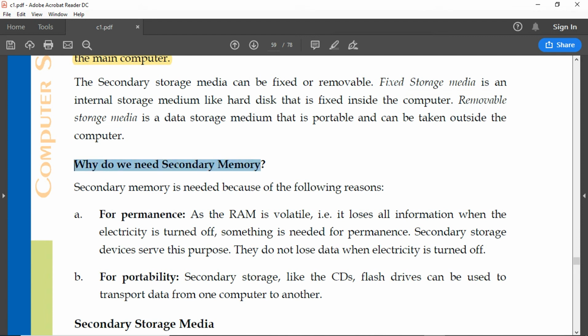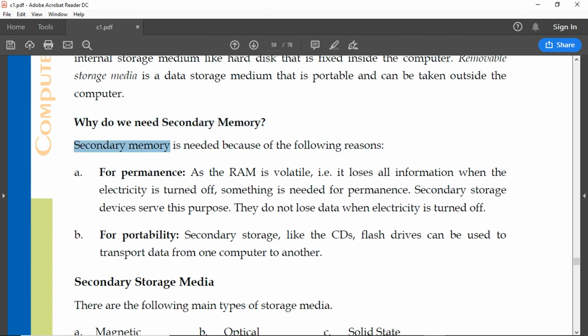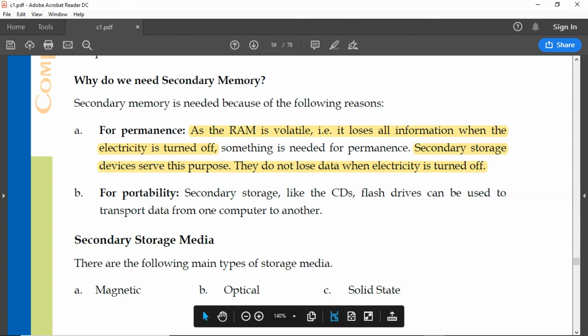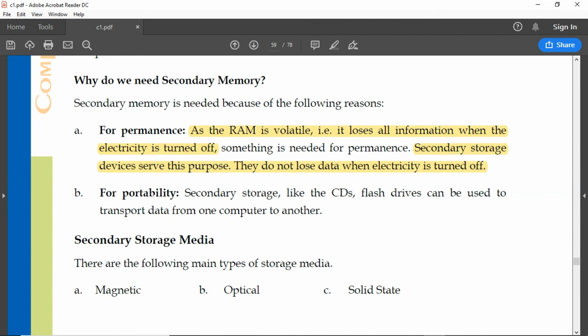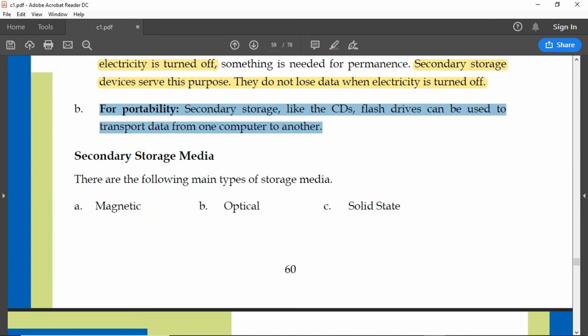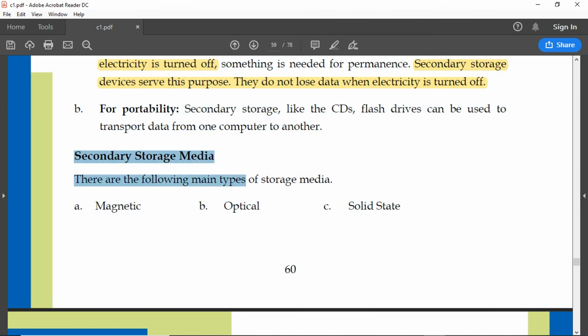Why do we need secondary memory? Secondary memory is needed because of the following reasons. A. For permanence, as the RAM is volatile, i.e. it loses all information when the electricity is turned off, something is needed for permanence. Secondary storage devices serve this purpose. They do not lose data when electricity is turned off. B. For portability, secondary storage, like the CDs, flash drives can be used to transport data from one computer to another.